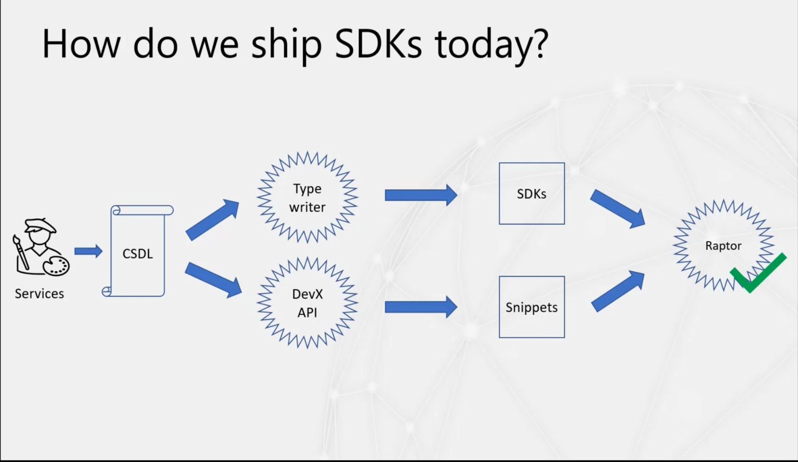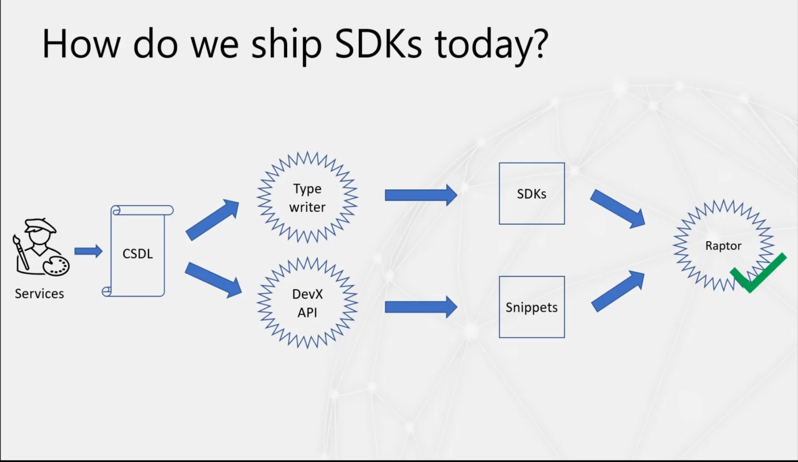Once we have that CSDL document, we, the SDK team, take it and put it in a tool called TypeWriter, which parses that CSDL document, understands the different OData conventions, and uses different T4 templates to actually generate the SDKs, because most of the SDKs that you're using are actually generated. They are not handwritten because the API is way too large and it would take us too much time to handwrite all of that for each and every language. So that's what happens on the one hand. We use TypeWriter with the CSDL, and that gives us SDKs.